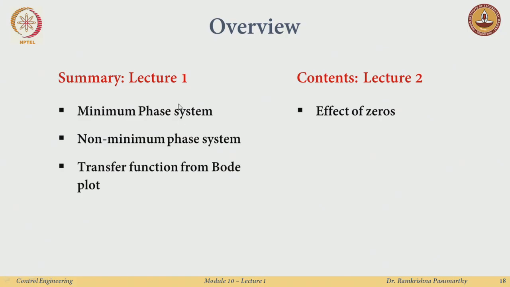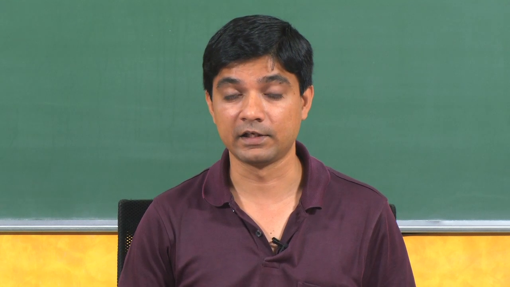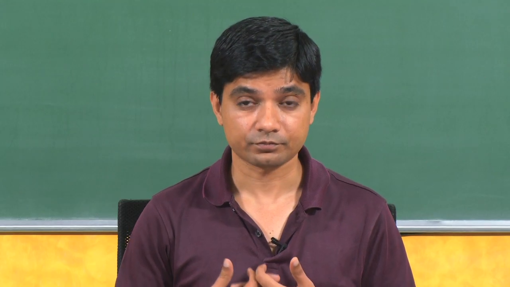So next class we will see a little more on the effect of zeros. The effect of zeros in the left half plane we did quite extensively in module 7, and even in module 8 while we were designing what we called lead compensators. Here we will see some strange behaviors of zeros being in the right half plane, or non-minimum phase zeros. That will be coming up shortly.